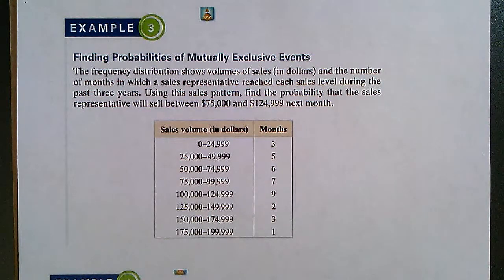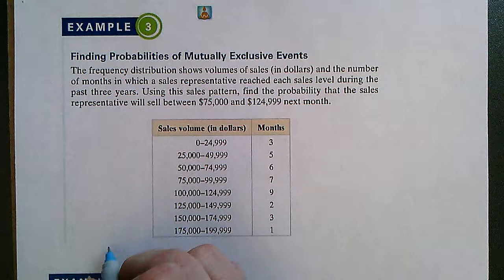Let's work through a few more examples. Here we're going to be finding probabilities of mutually exclusive events. This frequency distribution shows volumes of sales in dollars and the number of months in which a sales representative reached each sales level during the past 3 years. Using this pattern, find the probability that the sales representative will sell between $75,000 and $124,999 next month.